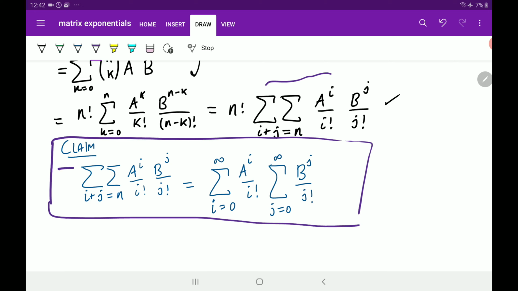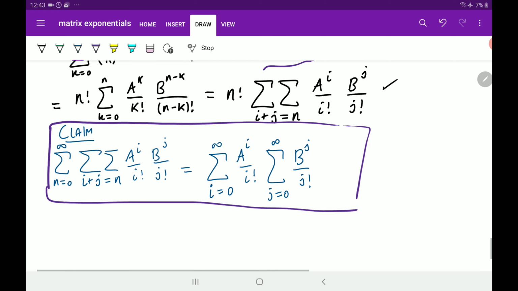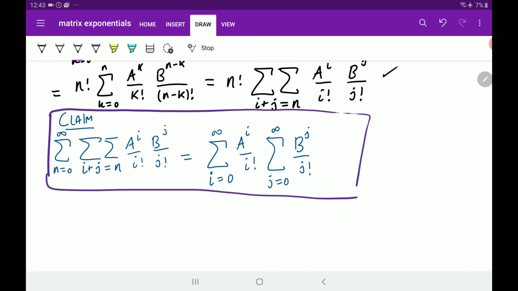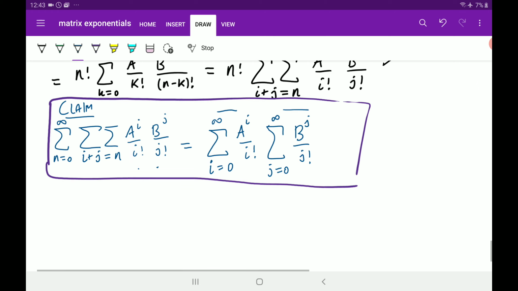If we're taking this sum, sorry, I should really say sum from n is equal to 0 to infinity, because then this is the exponential of A and this is the exponential of B, right? And you'd be multiplying them together. Okay, so what's the proof of this? We know that each of these infinite series of matrices converge, so we have no issues with that. We just have to check that they're actually equal to each other, right?